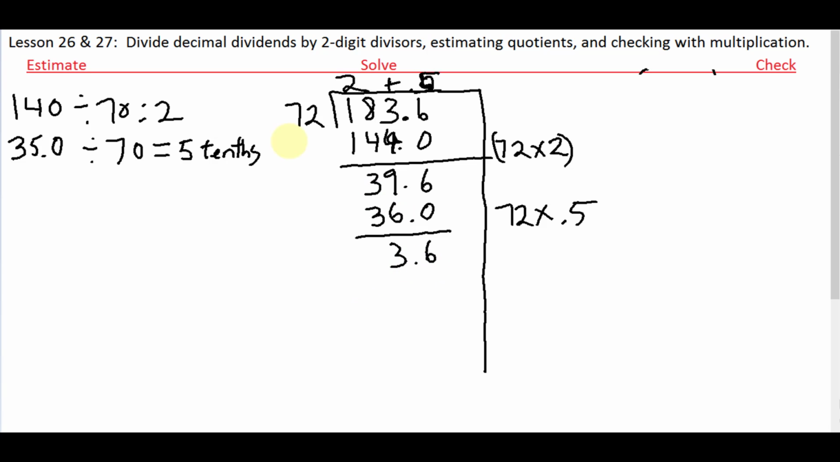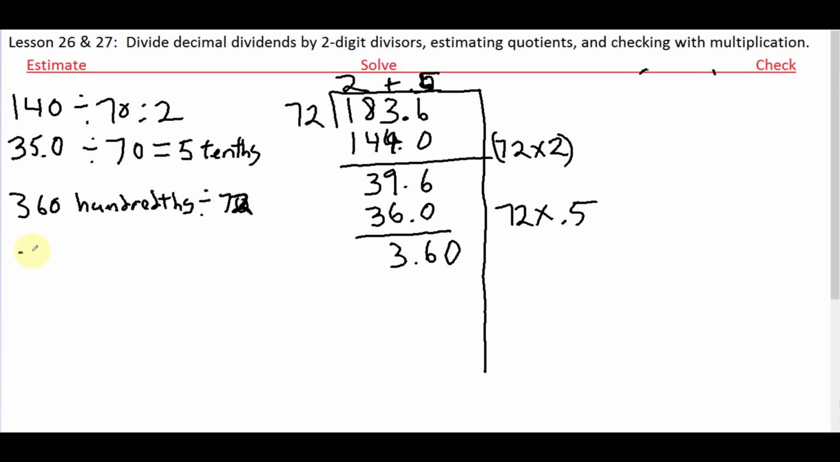36 I cannot divide comfortably by 72, so we're going to go ahead and rename this now into hundredths. And since hundredths does not exist in my dividend, I still know it's there, it just has a value of 0. So now I can comfortably divide 360 hundredths by 70, or at this point, 72.